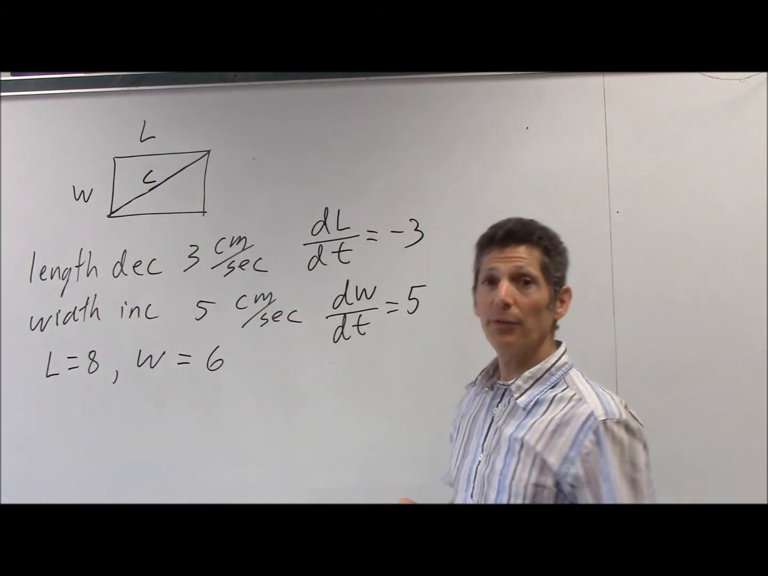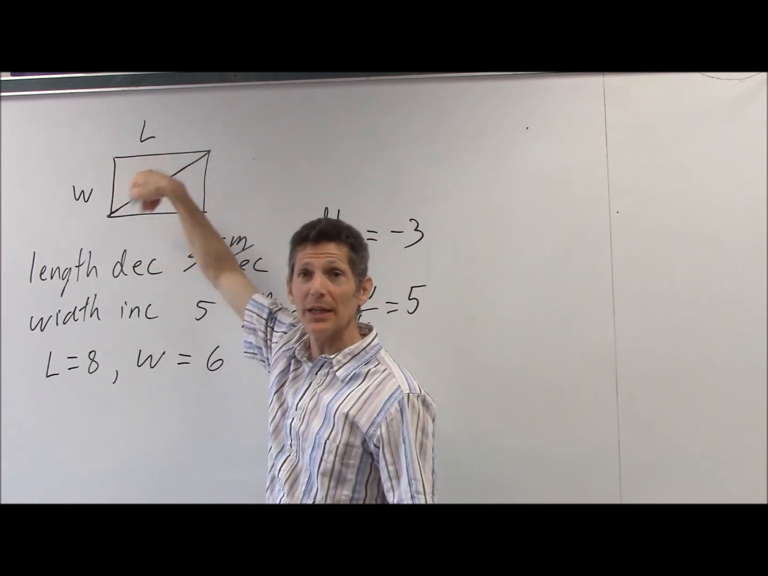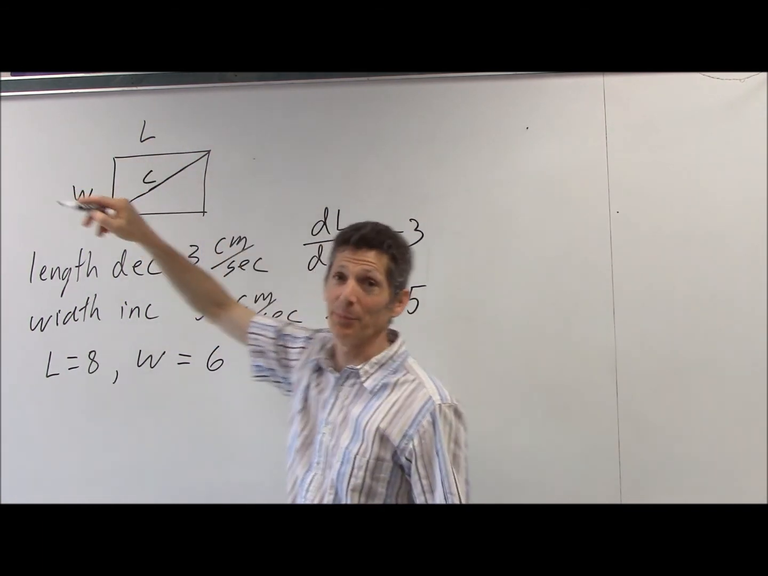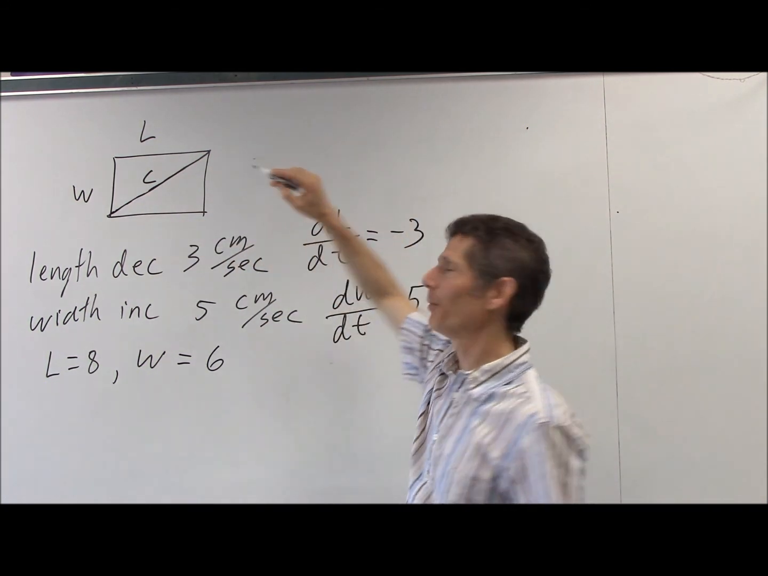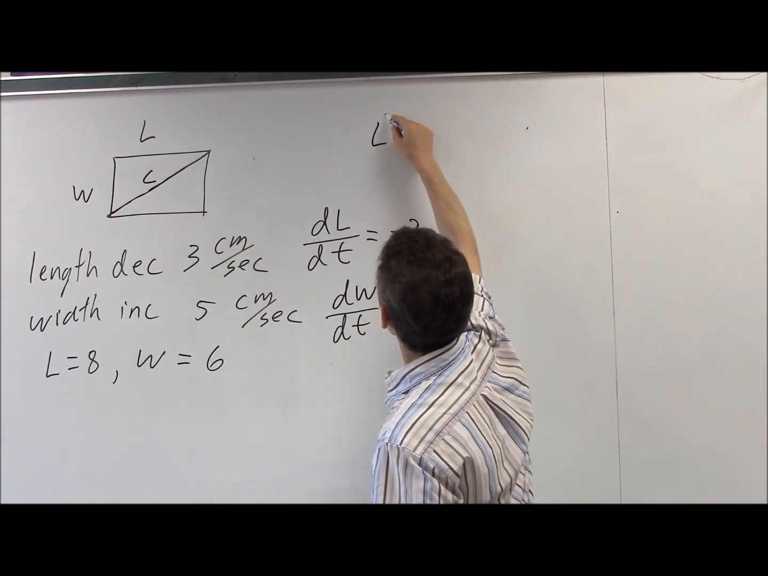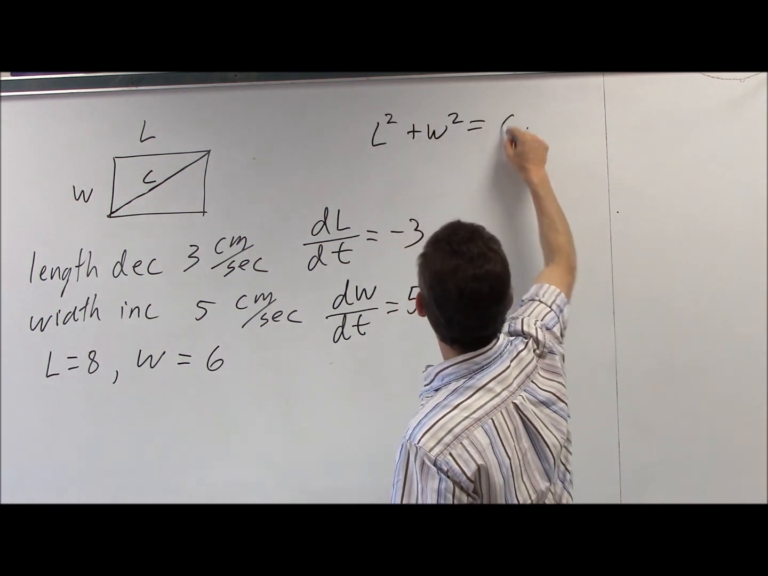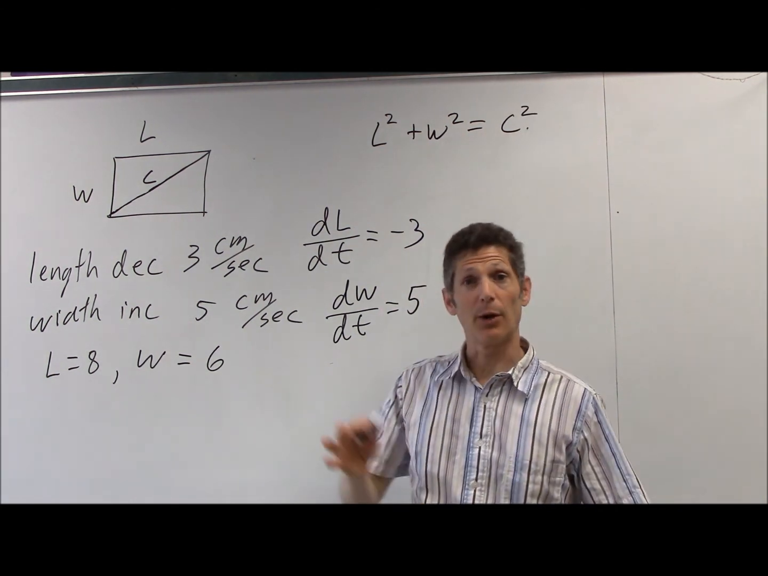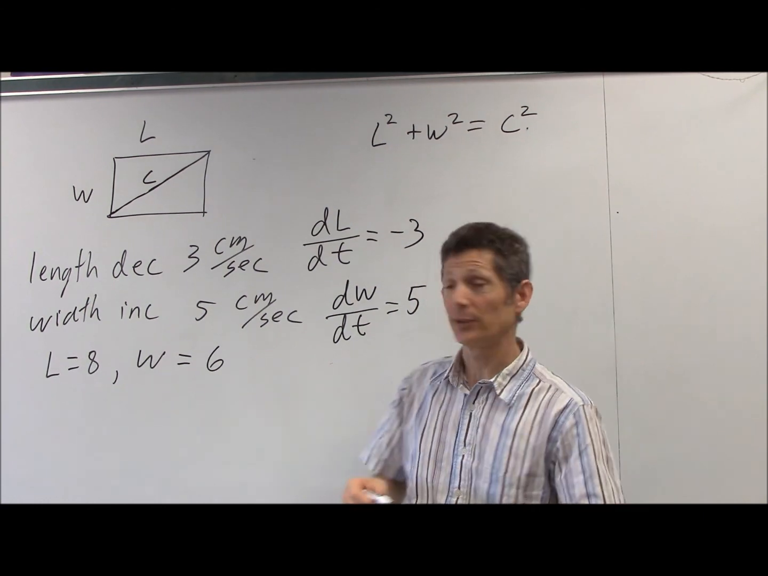So I need some kind of equation which relates these three measurements of my rectangle. I'm thinking Pythagorean theorem. Yes, L squared plus W squared equals C squared. Now I'm going to take the derivative, because I want to know how things are changing.